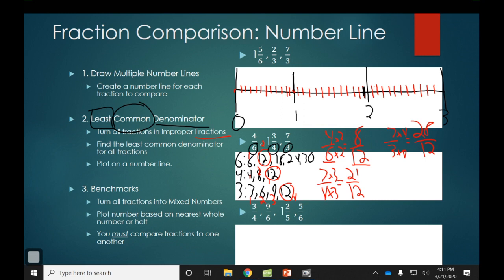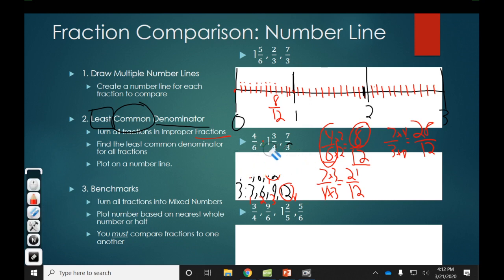Beautiful. Now we just have to plot them. You're going to find 8 twelfths. So from the 0, you're going to count 8 spots. 1, 2, 3, 4, 5, 6, 7, 8. So this is 8 over 12. But I didn't ask you to find 8 over 12. Let's erase some of this other work so you can see what I'm doing. Right, I didn't ask you to find that.